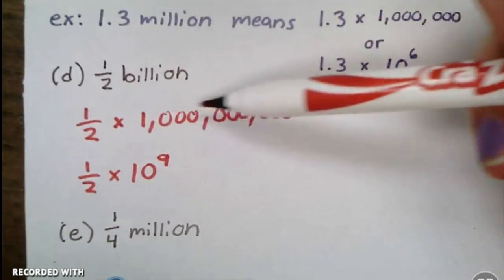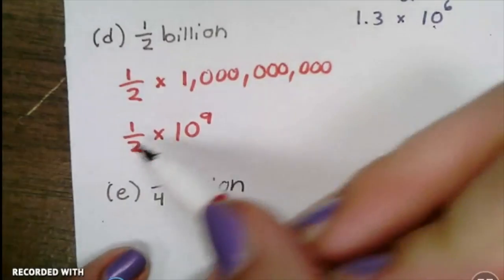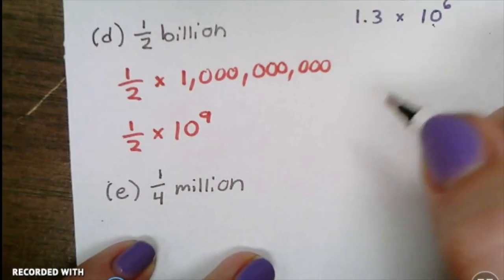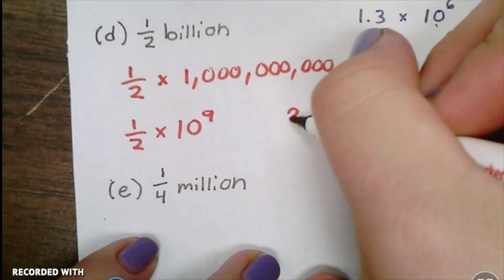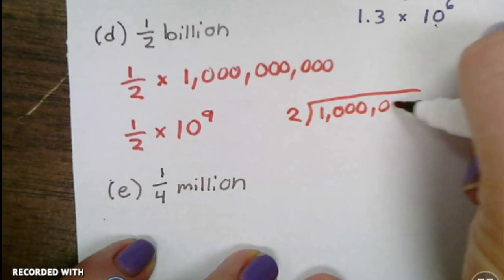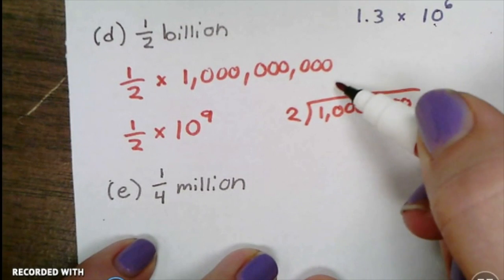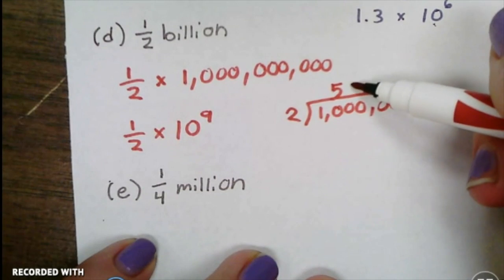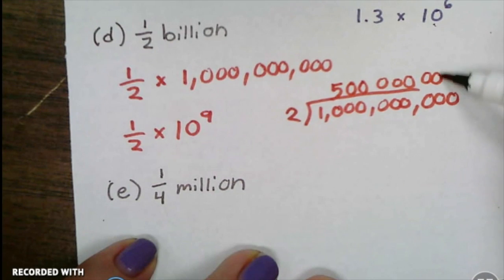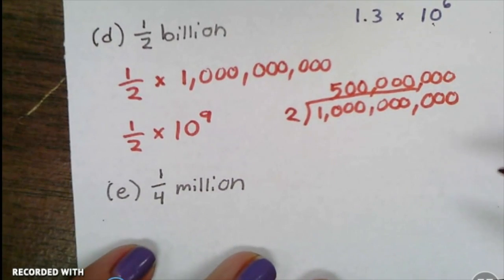And for this, it's actually more useful to have it written out than in the notation form. So what we're going to do is we are going to multiply by 1/2, which is the same thing as dividing it by 2. So if I divide 1 billion by 2, I'm going to say 2 goes into 10 5 times. Here we go. And so my final answer is 500 million.